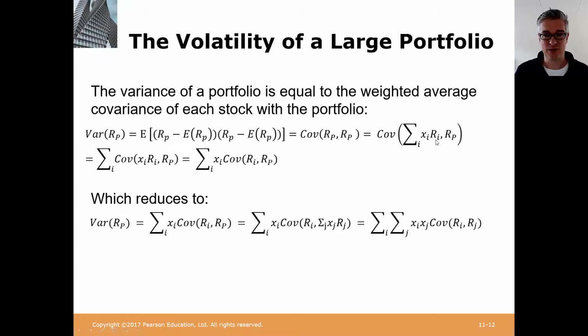So here I can simply take out the summation sign and say, the covariance of the sum of all these is the sum of all these covariances. And then I have that the variance of this portfolio is the sum of all the covariances of the weights times the returns with the portfolio returns. And then because the weights are constants, I can pull those out as well, so that I'm left with this summation of the weights times the individual covariances.